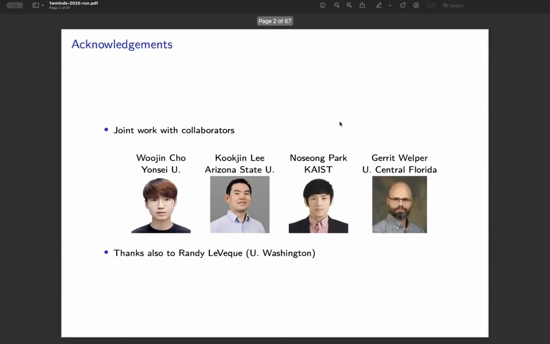Before I forget, this is joint work with collaborators: Woojin Cho, who's a graduate student at Yonsei University, Kookjin Lee, who is at Arizona State, Noseong Park at KAIST in Korea, and Gerrit Welper at University of Central Florida. And I've consulted Randy LeVeque, my PhD advisor, about the conservation laws, of which he's a well-known expert.